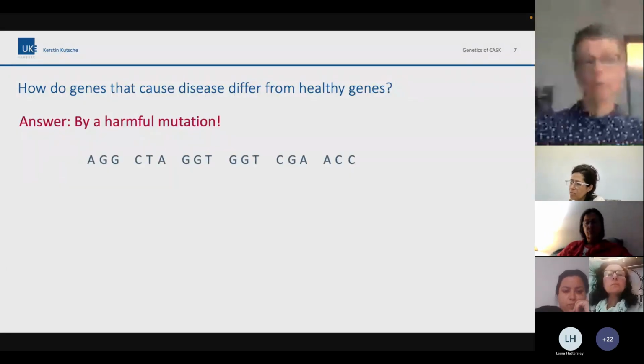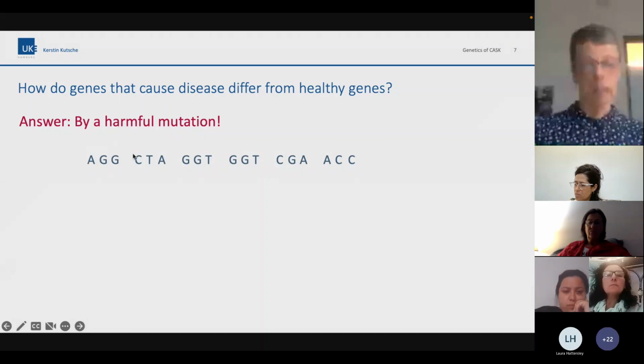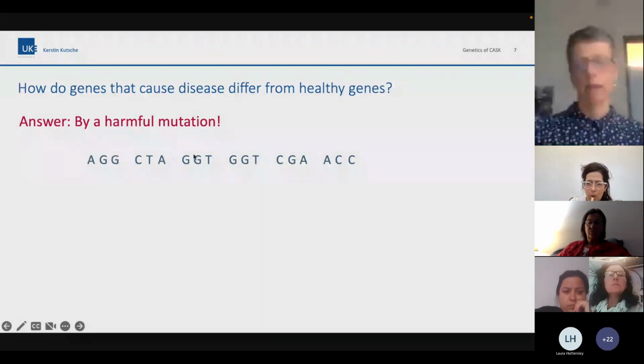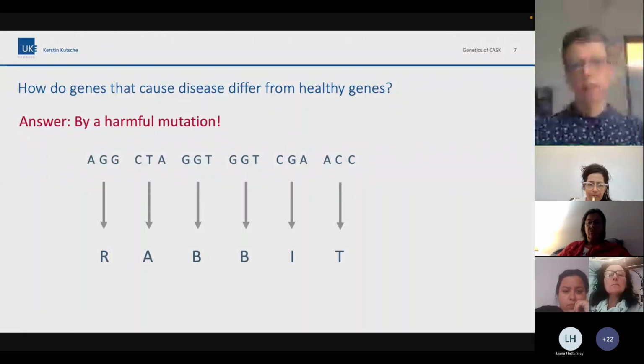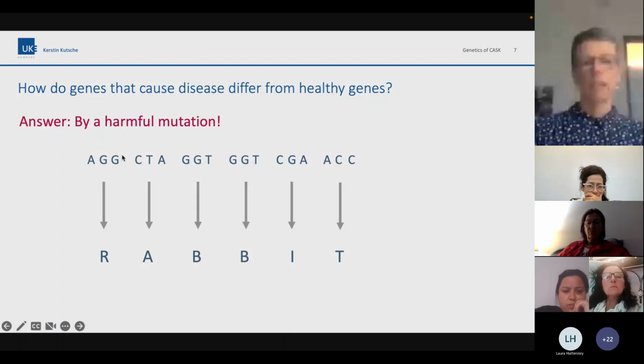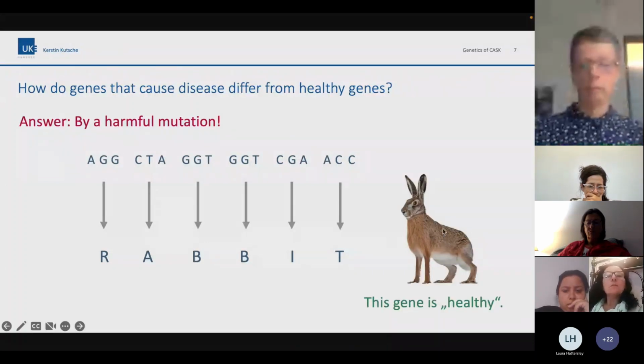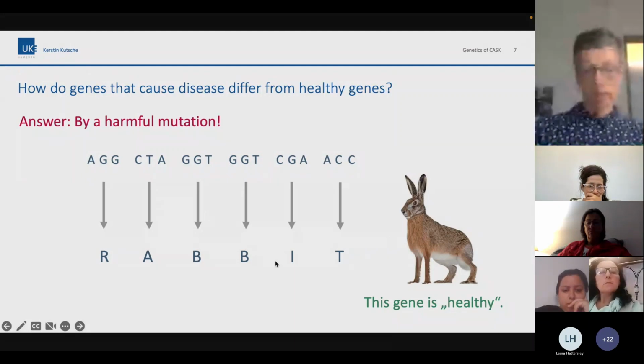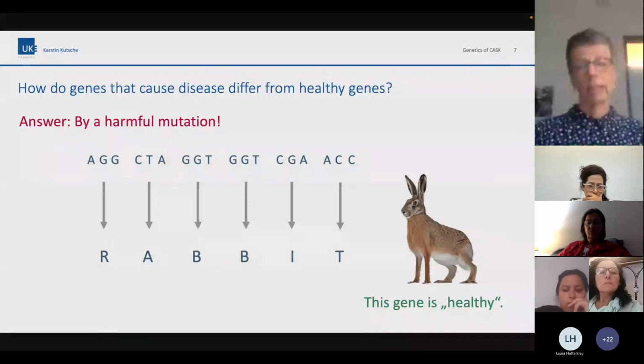Here I will give you an example of how easily we can explain a mutation. Here you see again a piece of DNA and the letters of the DNA, the bases, AGG, CTA, and so on. The DNA is what encodes our proteins, but here I will not bother you with the protein. I think it is easier to understand if the DNA codes for a word. Here you see the word rabbit, and of course everybody understands it. It is clear what a rabbit is, and here on the right side is a nice picture of a rabbit. So we can say that this gene is healthy because the word rabbit is something that all of us understand and which is quite clear to you.